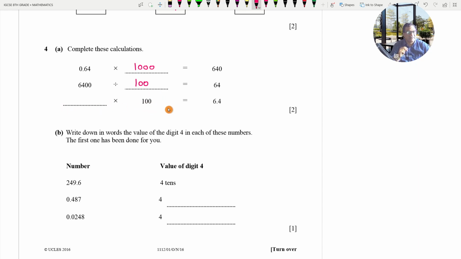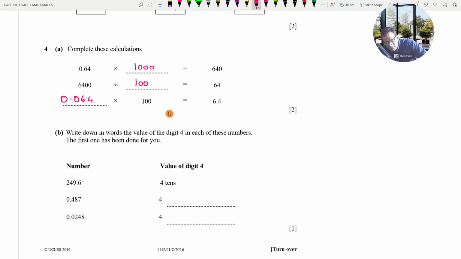Now what number multiplied by 100 will give you 6.4? Again, you can do it this way: 6.4 you can divide by 100. When you divide 6.4 by 100, the decimal point will move two places to the left. So it will go to 0, 6, and then 4. From 6.4, if you divide by 100, the decimal point moves to the left, one place and then one more place. So it will be 0.064. This is how we have to deal with question number 4, the A part.